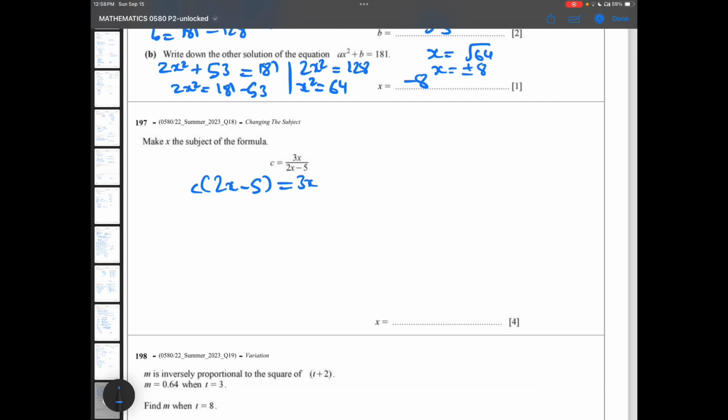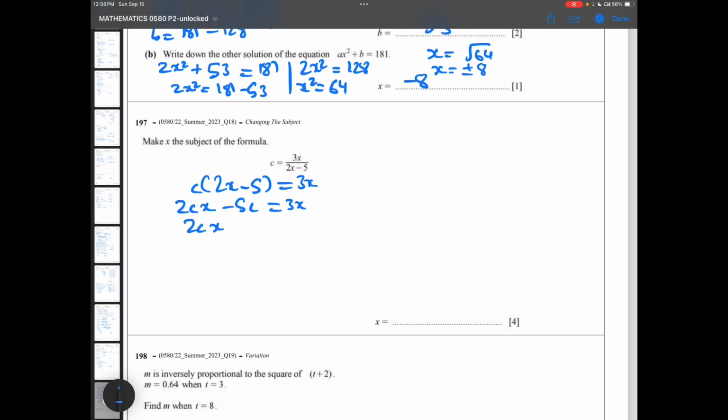So I will expand this 2x minus 5 with c. I will get 2cx minus 5c is equal to 3x. So now let's shift 3x over here on the left side.